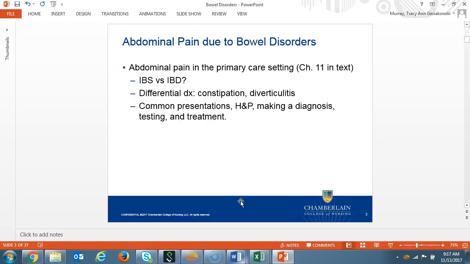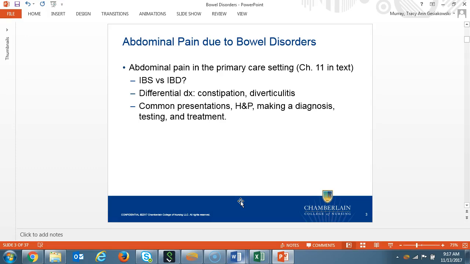In today's lecture, we'll be discussing abdominal pain caused by bowel disorders. These are complaints that often present to the primary care provider as the first point of contact. Specifically, we'll examine the differences between inflammatory bowel disease and irritable bowel syndrome and consider the diagnosis of constipation and diverticulitis. We'll examine the presentation of these diseases from history and physical, making the diagnosis, diagnostic testing, and standard treatments. This lecture corresponds with Chapter 11 in your textbook, which should be reviewed prior to this presentation.